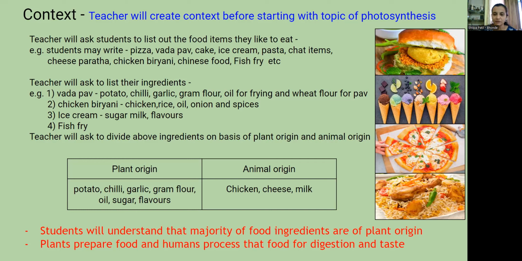As a teacher, we can conclude that plants prepare food and humans process that food. Of course, this processing is necessary for digestion, and ultimately we increase the taste of food. But the major source of food is plants. Plants are preparing food, and that's why we can process it and have it as our energy material.